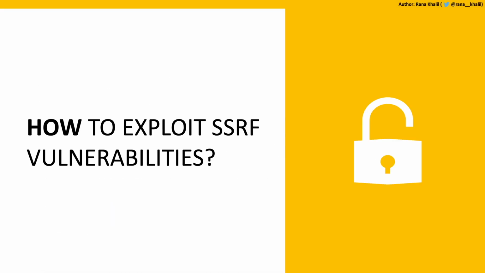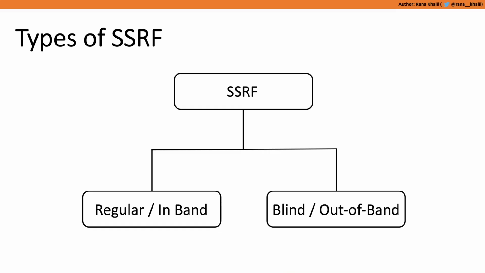Alright, so far we've learned the theory behind SSRF vulnerabilities and how to find SSRF vulnerabilities from both a black box and a white box perspective. The next thing we're going to discuss is how to exploit SSRF vulnerabilities. And that really depends on the type of SSRF vulnerability that you're dealing with. So in this section, we're going to cover how to exploit both regular or in-band SSRF and blind or out-of-band SSRF. And we'll start with regular or in-band SSRF.